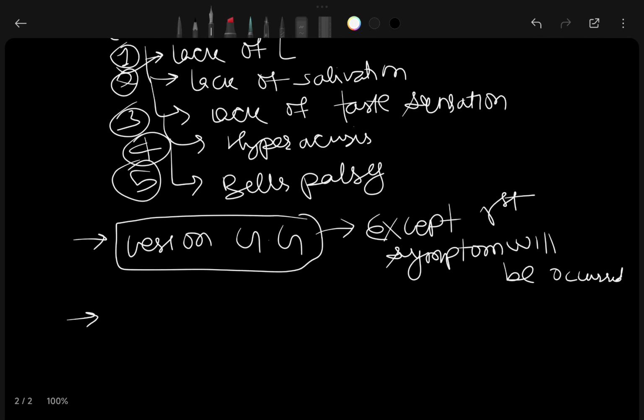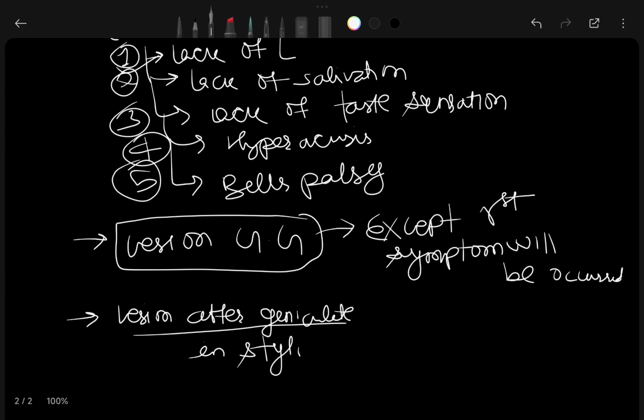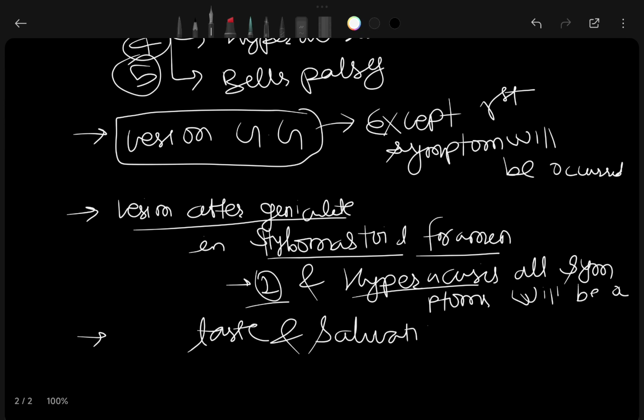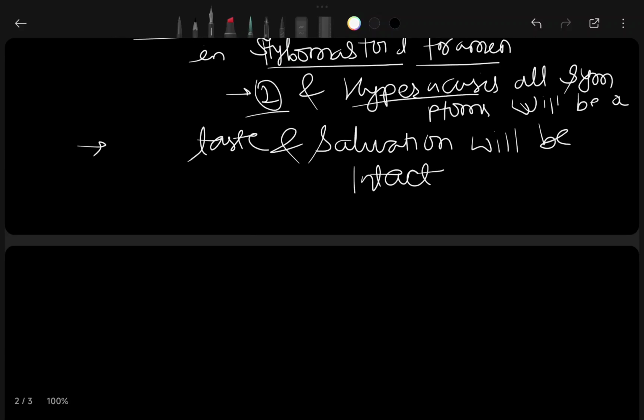Another is a lesion after the geniculate ganglion, in the stylomastoid foramen. Taste will not be affected, because before the stylomastoid foramen, through the canaliculus, the chorda tympani nerve supplies the salivary gland and the taste fibers also go. So taste and salivation will be intact. At this level, only Bell's palsy will continue.